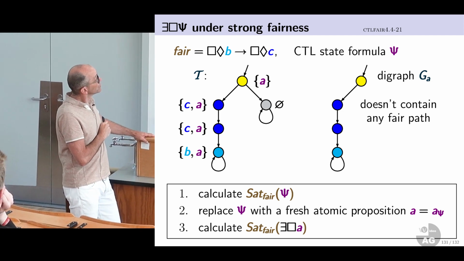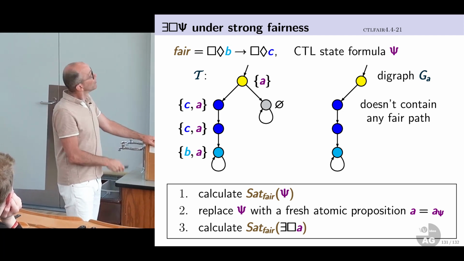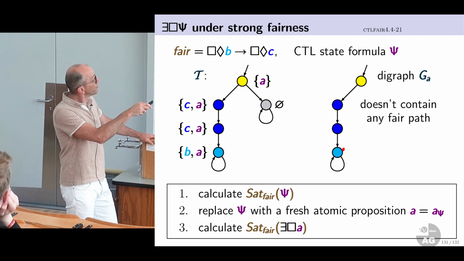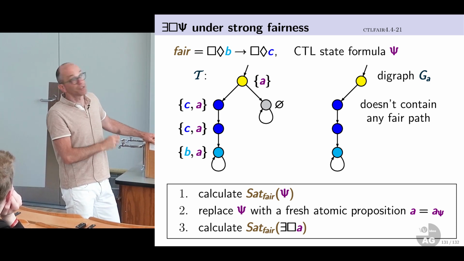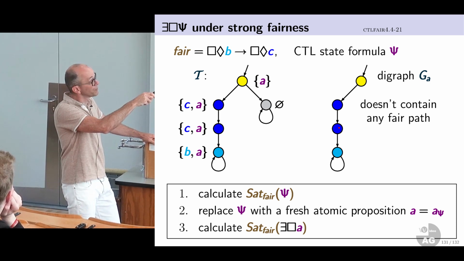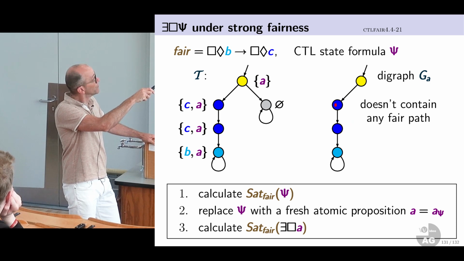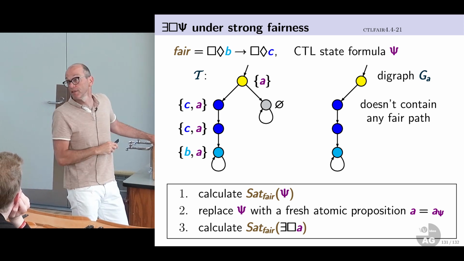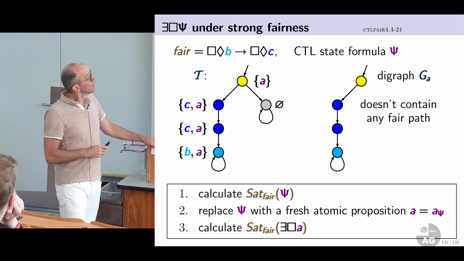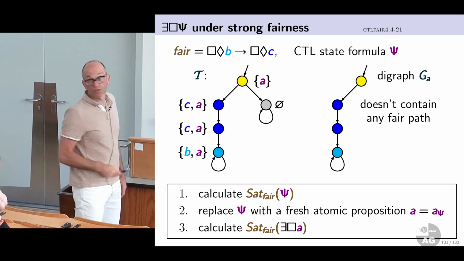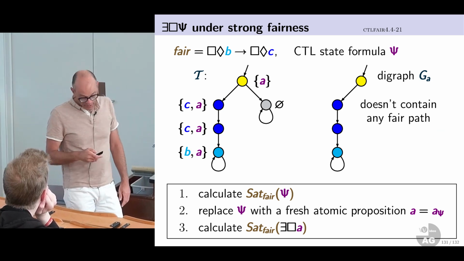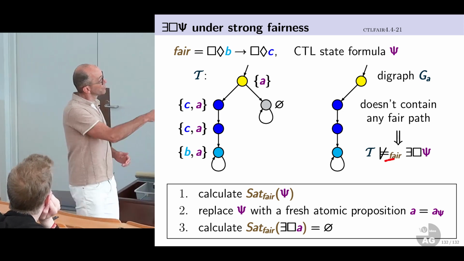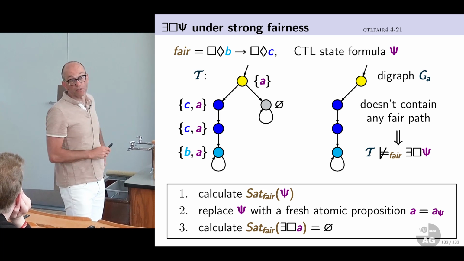Okay? Good. Which states here are fair? Well, does this state have a fair computation? No, because it infinitely often visits a light blue state but never a dark blue state. Does this one have a fair computation? No. This one? No. That one? No, because there is only one possibility, namely to go to the sink, which is not fair. Good, so this digraph does not contain any fair path. And that means that this transition system under any fairness assumption does not satisfy this formula, because it does not have any fair path.